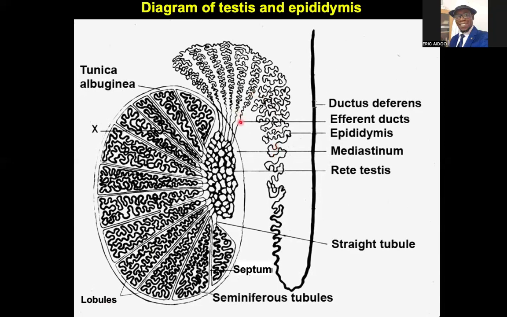Remember that the efferent duct and epididymis come from a common source. So you should remember that. The mesonephric duct. That's the tunica albuginea.